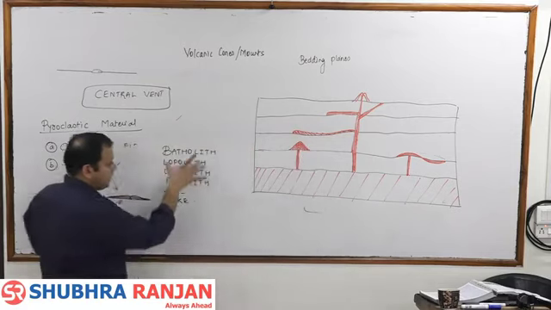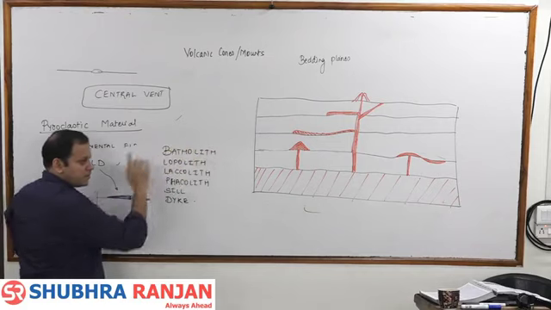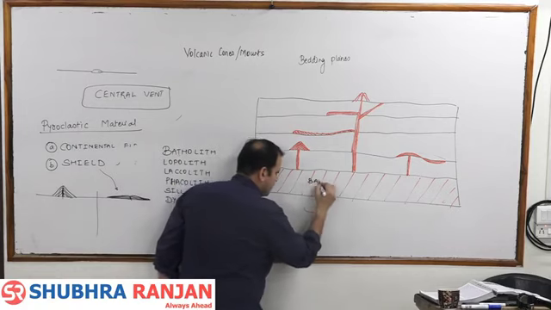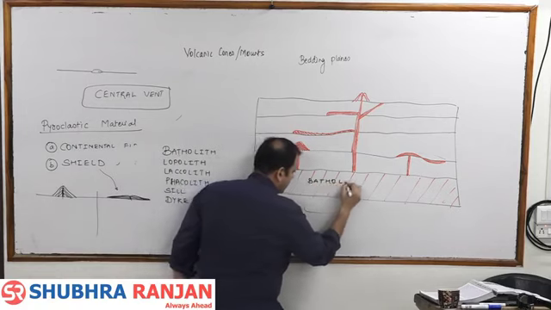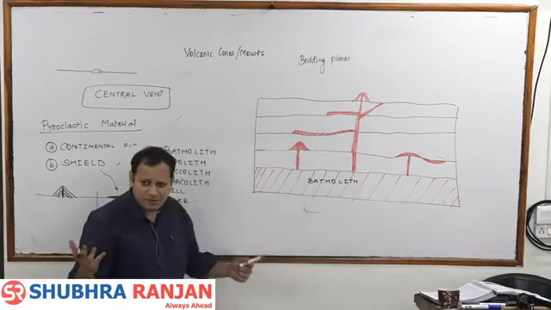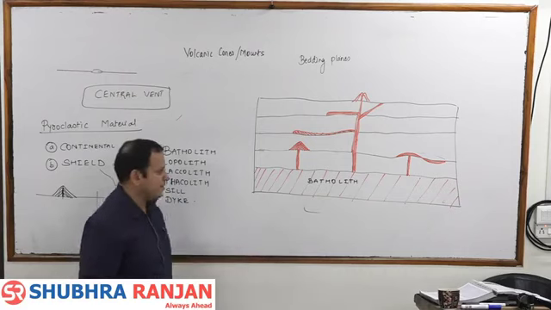Now, lith means rock, bathy means depth. So the rock which is lying at the biggest depth is the batholith. Huge. It was once a reservoir of magma, but over a period of time it has cooled and solidified.